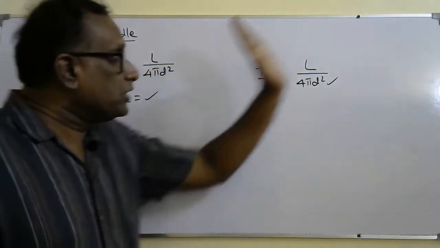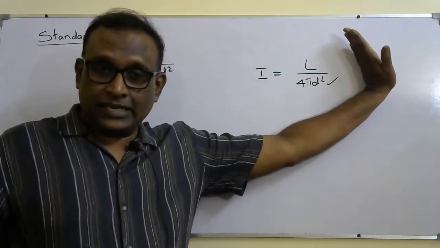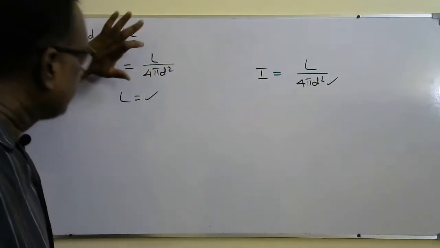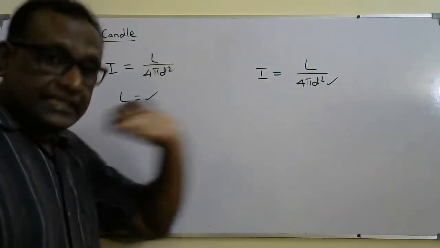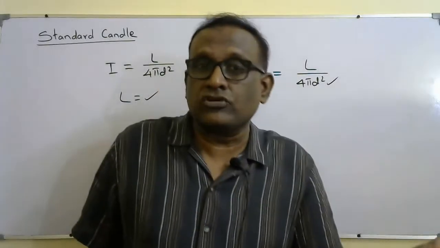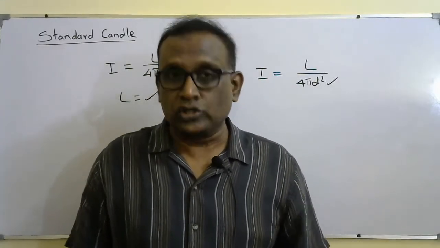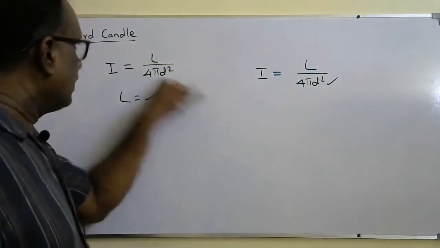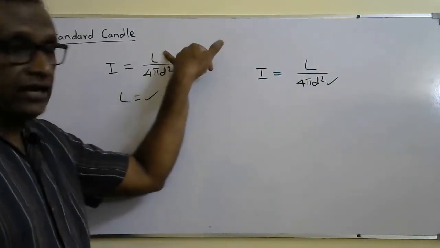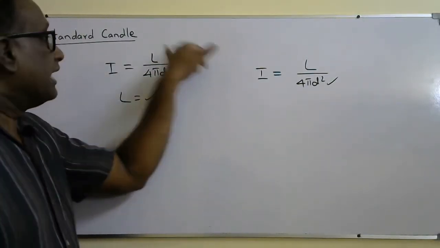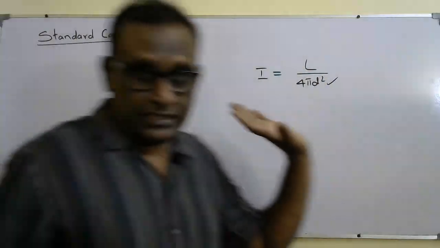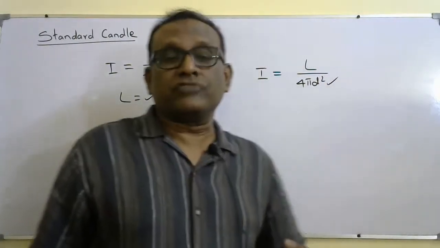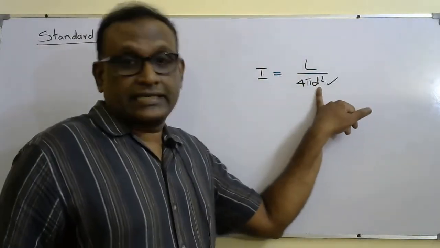This star and the far distant star are similar stars. So we don't know the luminosity of the far distant star initially. So we measure the luminosity of the nearby star. How do we measure? We know the distance. We can measure the distance of the nearby star by using trigonometric parallax. D we measured, I we measured, L we calculated for the nearby star. Then we assume the far distant star and the nearby star are similar stars. Our aim is to find the distance of the far distant star.